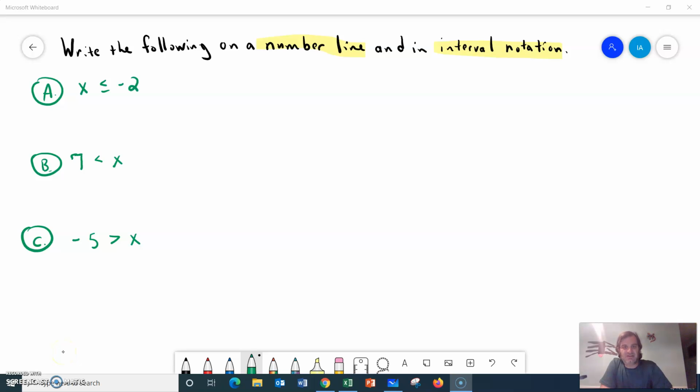Hey, it's Mr. Allred, and we're practicing writing our inequalities on a number line and in interval notation. I got three problems here. The first one is x is less than or equal to negative 2.